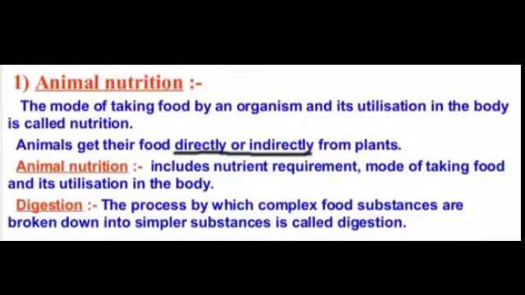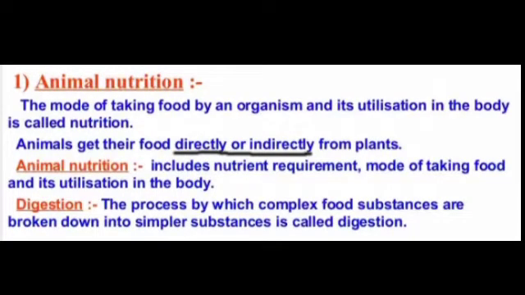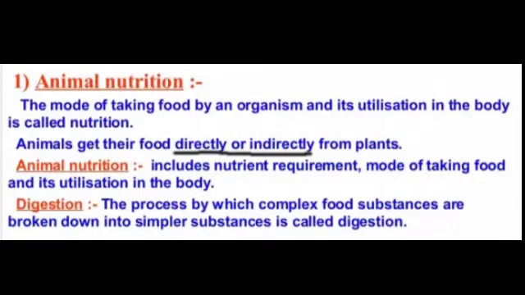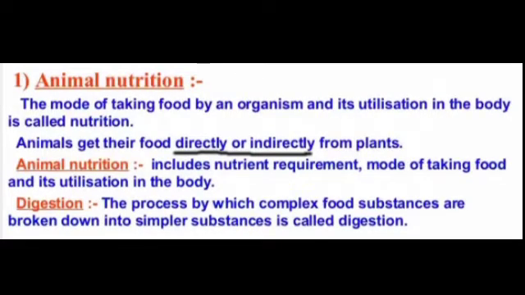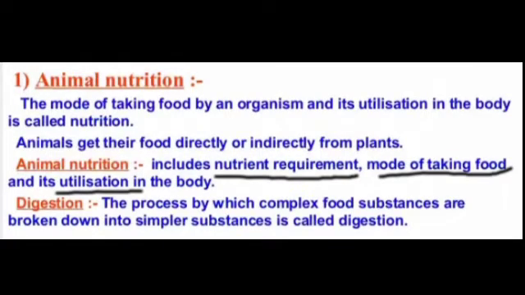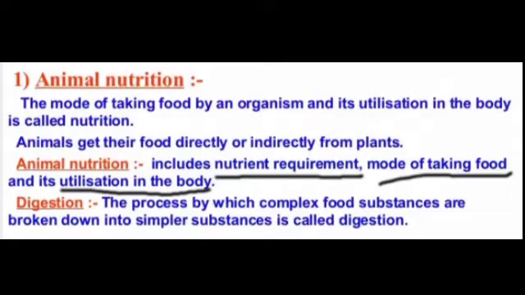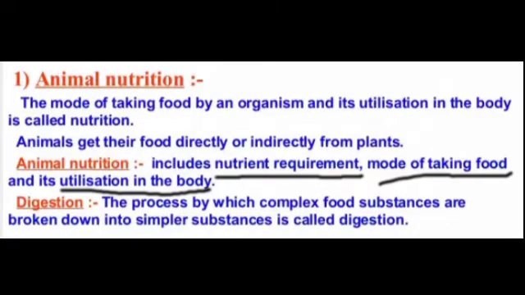Now, about animals that depend indirectly on plants. They are carnivores. Animals like lion, tiger, and dog are flesh-eating animals. They are called carnivores. These animals eat herbivore animals and get the plant nutrients indirectly by eating them. Animal nutrition includes three main important things: nutrient requirement, mode of taking food, and its utilization.